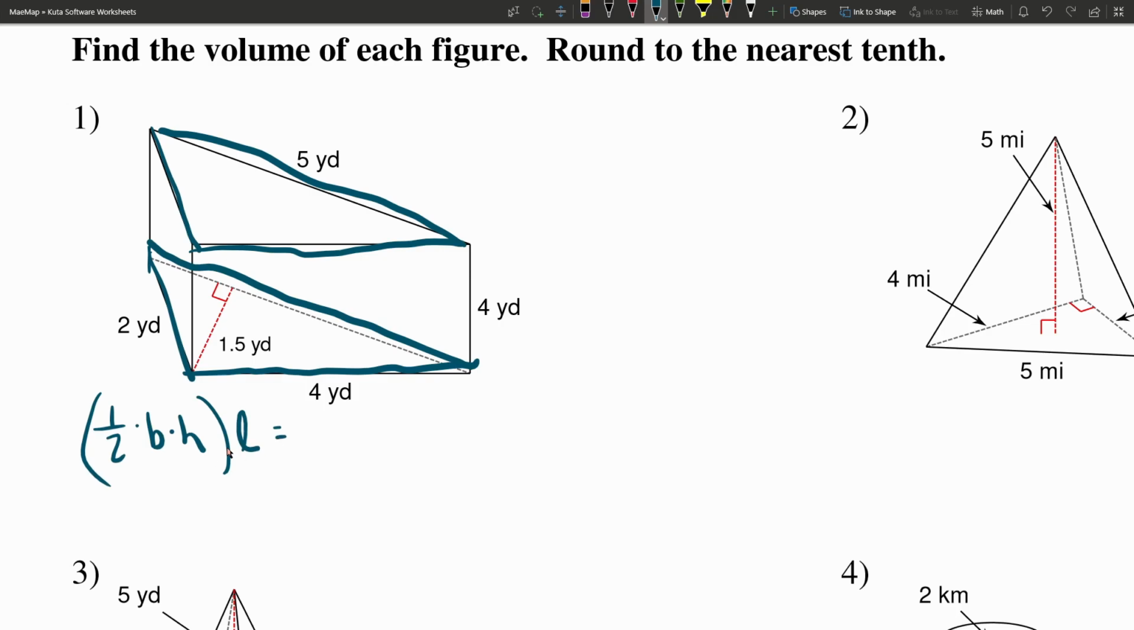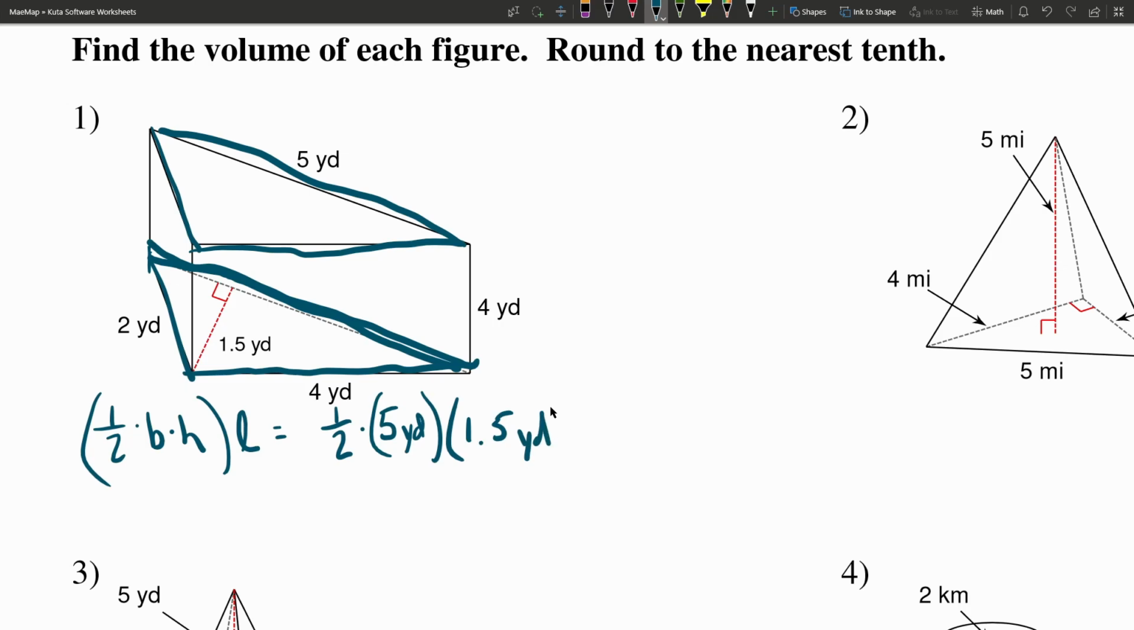So now we're just going to fill all of this in to calculate our volume. So 1/2 is a constant. That gets multiplied by the length of the base of our triangle. So our triangular base, the length of its base is, well, it's not labeled in this bottom triangle, but it is labeled up here as 5 yards. So that's multiplied by 5 yards. And then the height of that triangle is labeled here as 1.5.